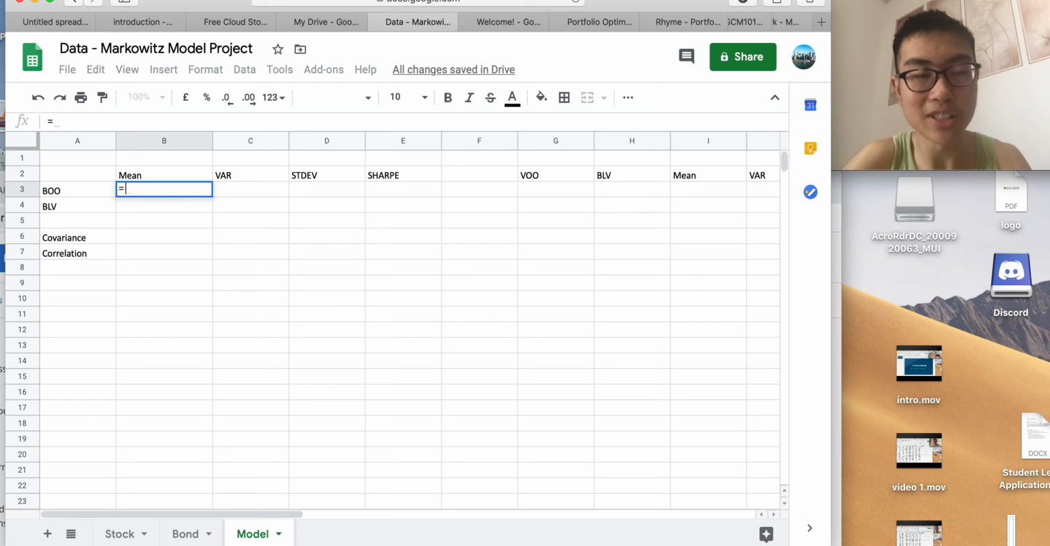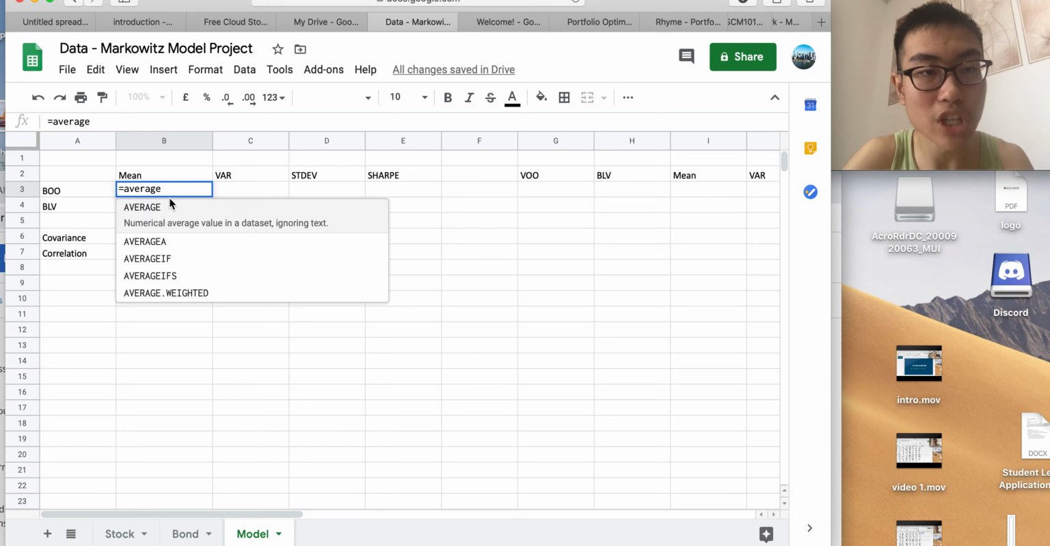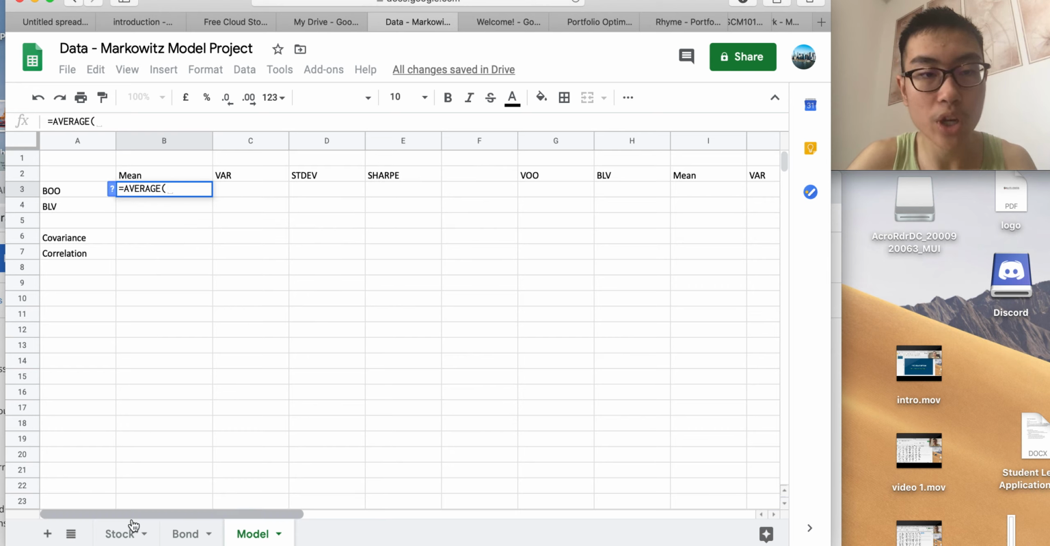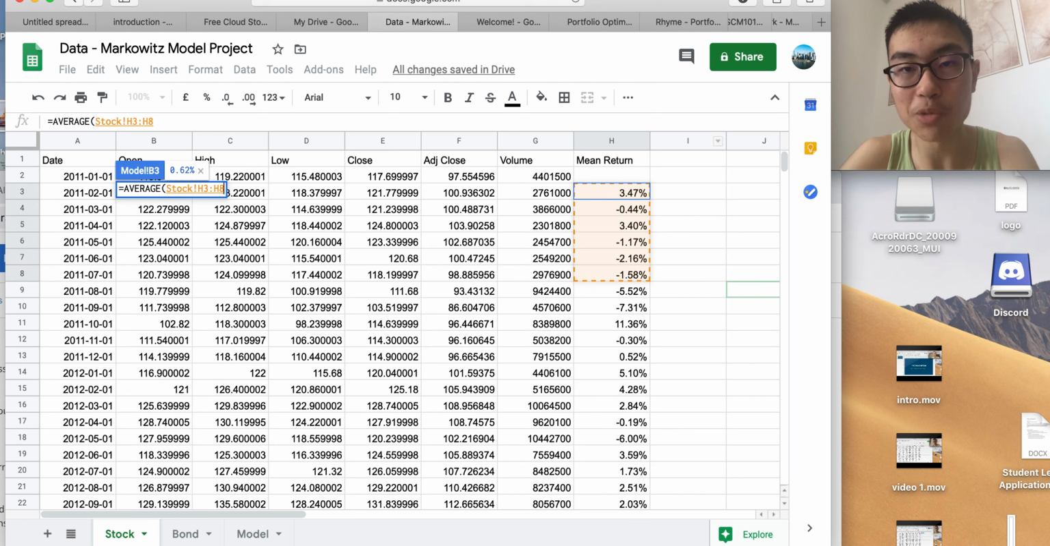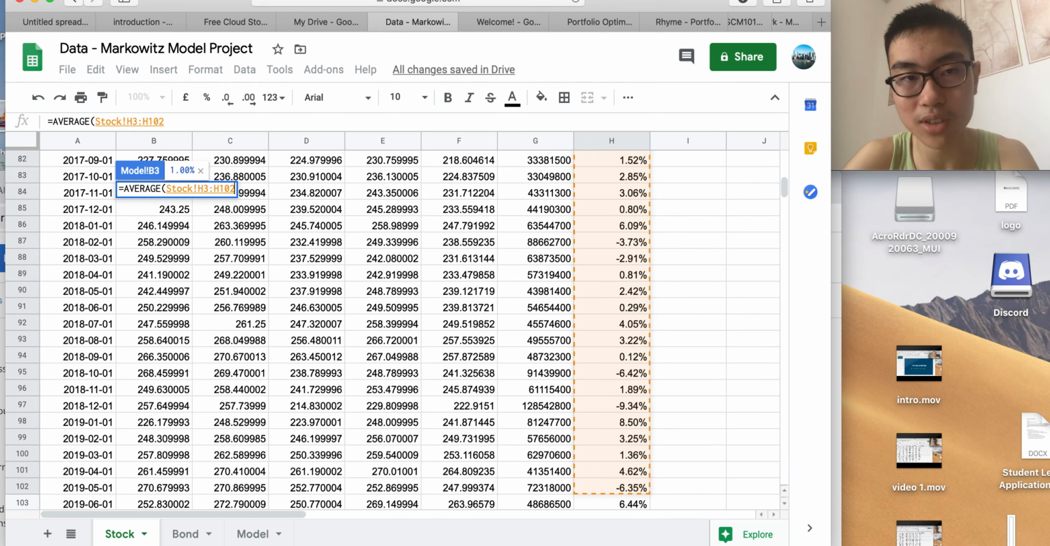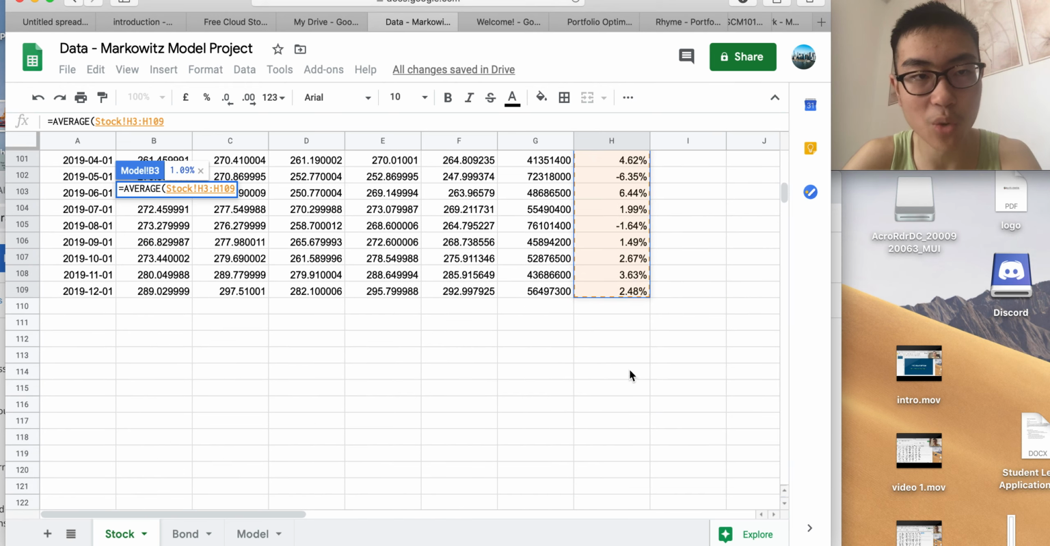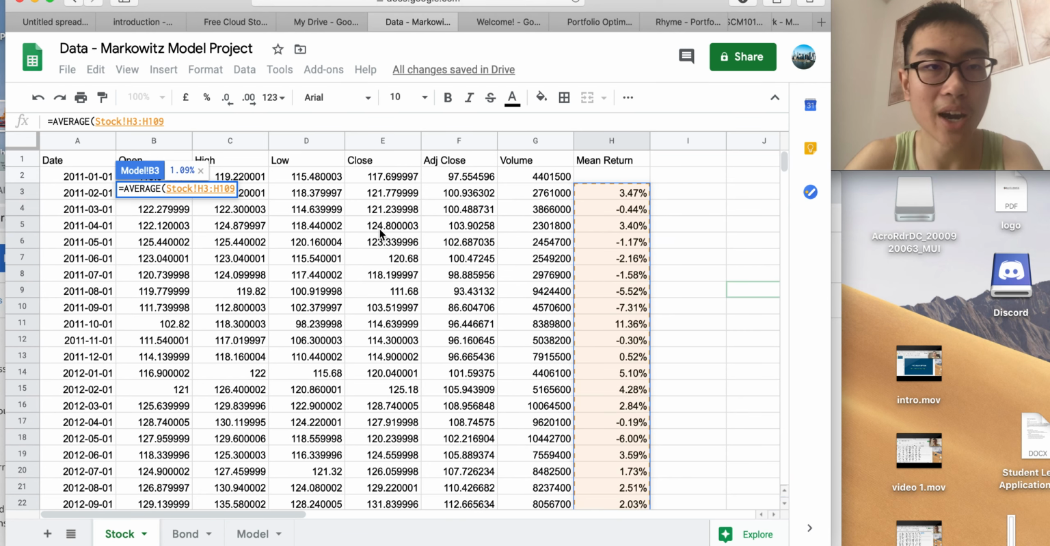So actually we use the same formula. We just type equal sign AVERAGE, which gives the numerical average value of a data set, ignoring text. Now we go back to our stock sheet, and you can see the formula is still right here. It's pretty functional, pretty useful in Google Sheets. What we do is pretty easy. Just drag all the cells until here. If you don't want to drag it, you can just copy from my screen. It is basically H3 to H28, and now we close the bracket and hit return.